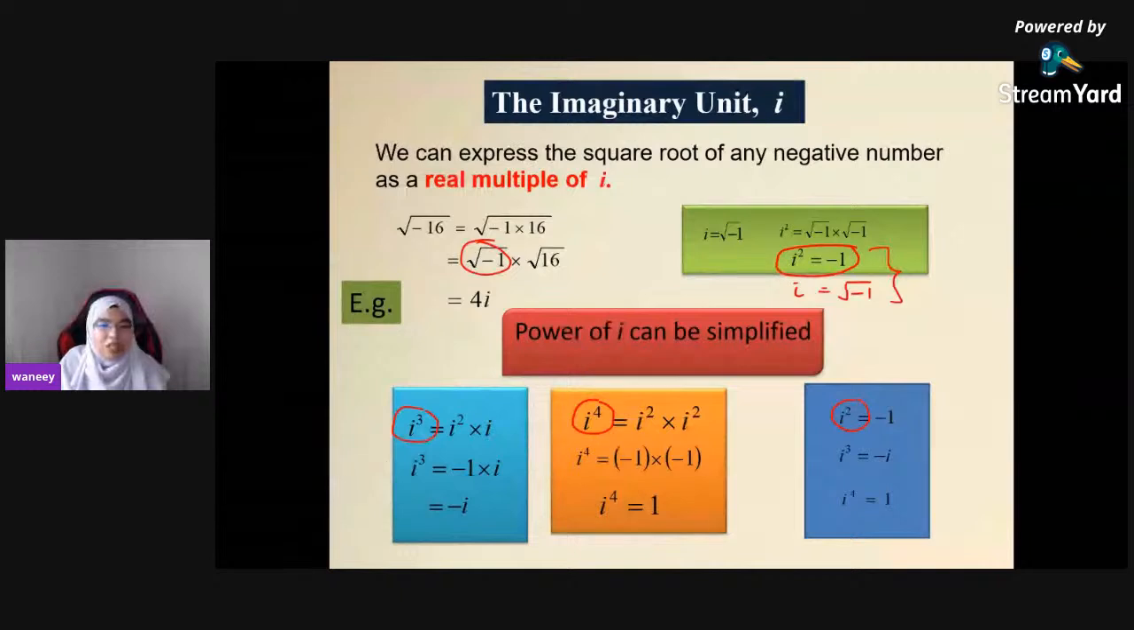Okay, so i cubed is i squared times i. i squared is -1 times i, therefore you're going to get -i. The same thing happens with i to the power of 4, which is why you can easily change it to become 1. So now the highest power of the imaginary unit is always i to the power of 1. Okay, so now next.